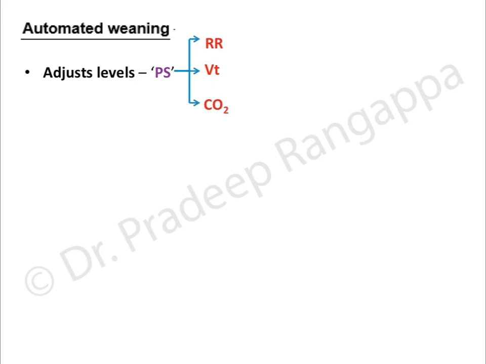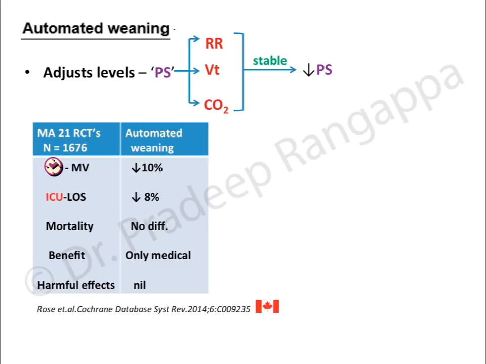So what about automated weaning? There are ventilators which have automated weaning, where pressure support is adjusted to the patient's respiratory rate, tidal volume and carbon dioxide. And once these are stable, pressure support is automatically reduced by the ventilator. So these are available in commercial ventilators.